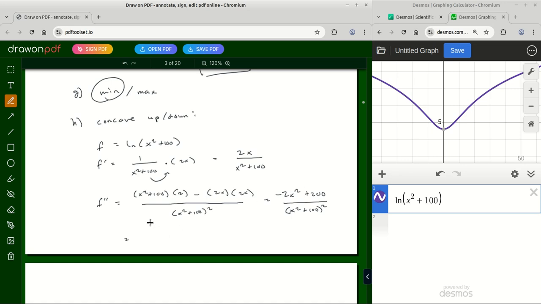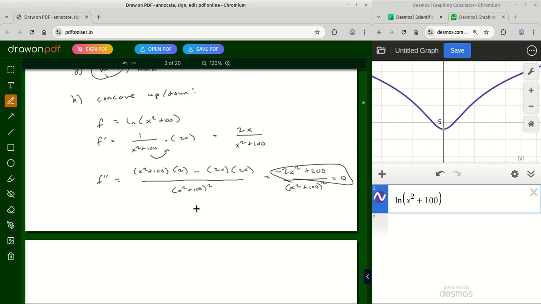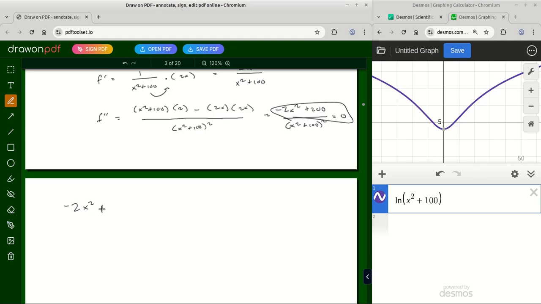Seriously, I could pull a negative 2 out of the top. Actually, I don't think that's a good idea. Timeout. I just want to know when this thing is equal to 0, and that means the top is equal to 0. So let's stop all that silliness and go right to solving. I'm going to move this over so that I get 2x squared is equal to 200. Divide by the 2. Square root both sides. So the square root of 100 is 10.